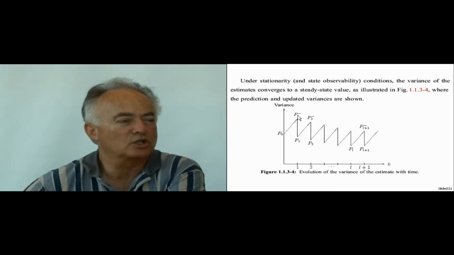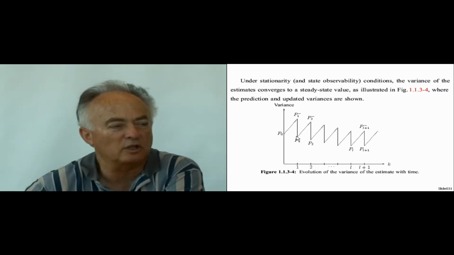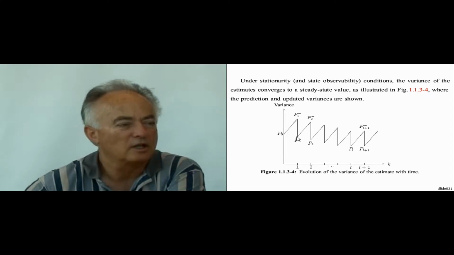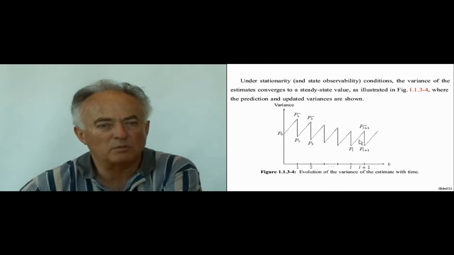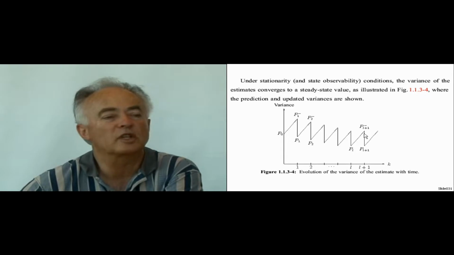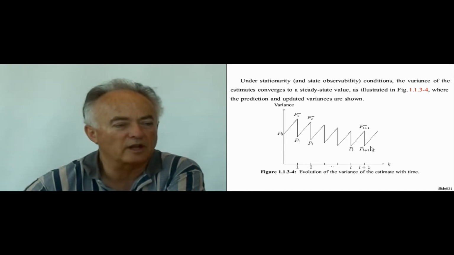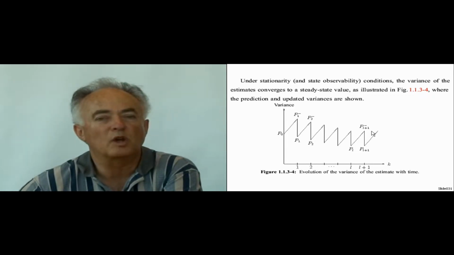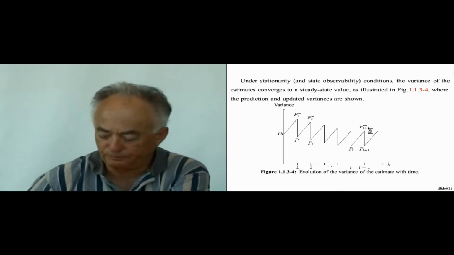It gets larger, increased to P1 minus. That's a prediction from 0 to 1. It is updated with the measurement at 1. Then it becomes smaller. Then we get to P1, which is predicted to time 2, get to P2 minus, updated to P2, and so on until, it turns out, there are mathematical conditions we'll see later, it goes to a steady state. So there is one constant value for the updated covariance, another constant value for what's called the one-step prediction covariances.